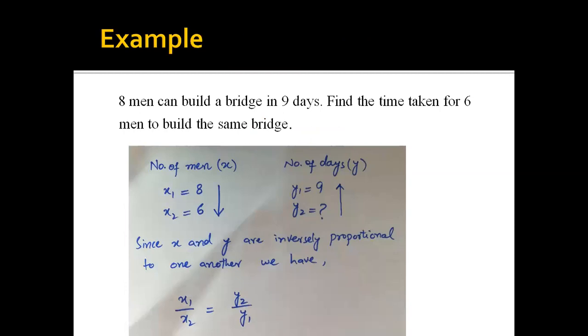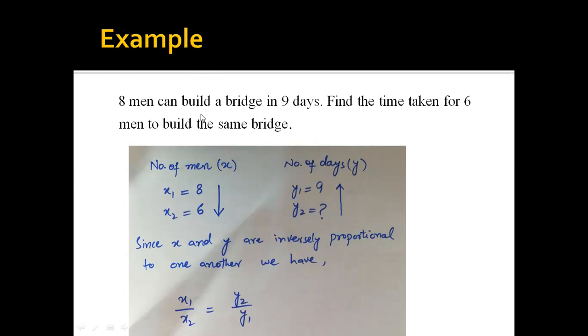Example. Let's discuss an example. 8 men can build a bridge in 9 days. Find the time taken for 6 men to build the same bridge. Now in this word problem, you can see that the two quantities involved over here are the number of men and the number of days. So let's denote number of men by x and the number of days by y.